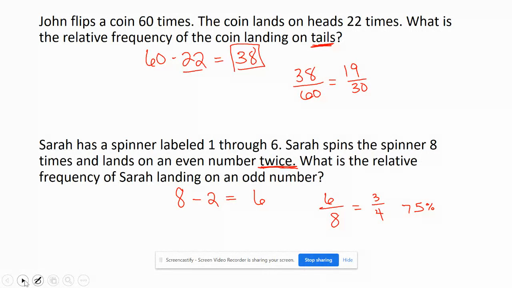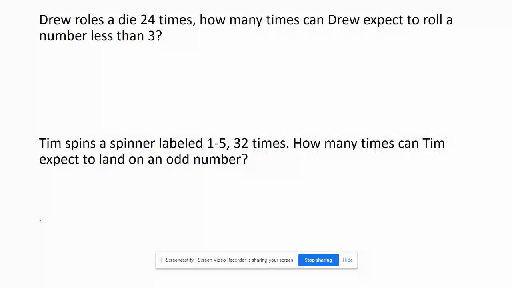Next, Drew rolls a die 24 times. So he rolled it 24 times. How many times can Drew expect to roll a number less than 3? Now, on these type of problems, we have not yet done the events. So this is basing it off of theoretical probability, right? In theory, how many times do you think this will happen? Not, oh, we already did it, and then let's count how many times or what's the relative probability.